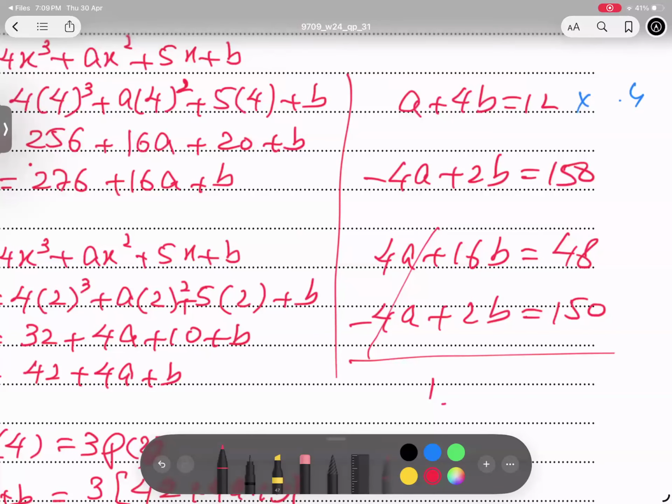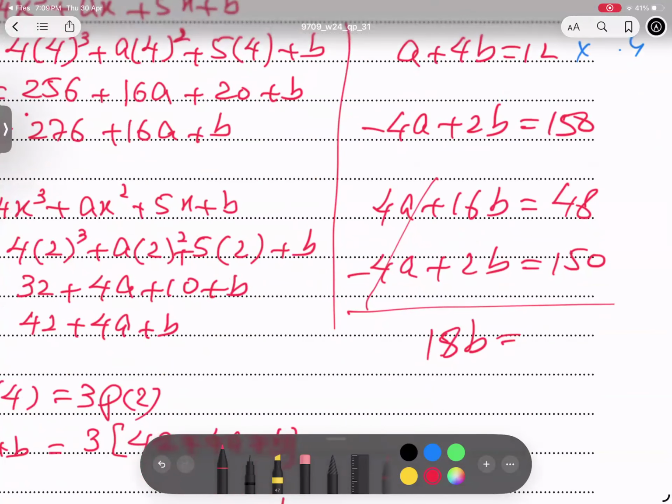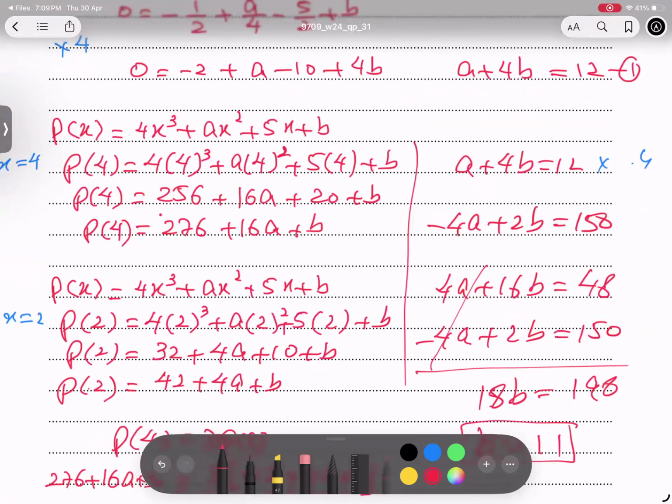This cancels out, I got 18B and 150 plus 48, 198. And divided by 18, I've got 11. B value is 11. And this value, students, I can plug into any one equation. I plug into the top equation, better. So I plug into the top equation.